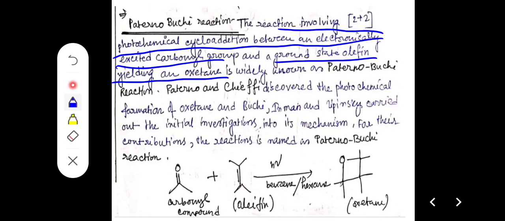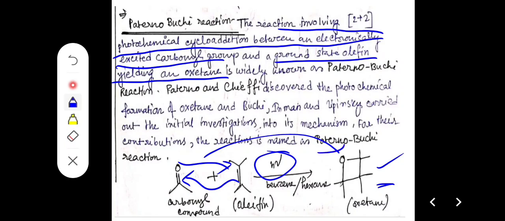So we need one excited carbonyl and a ground state alkene. They react in the presence of h nu and produce an oxetane, this type of compound. So there is a 2 plus 2 cycloaddition, this and this, and in this way they produce this oxetane. This reaction is known as the Paterno-Buchi reaction.